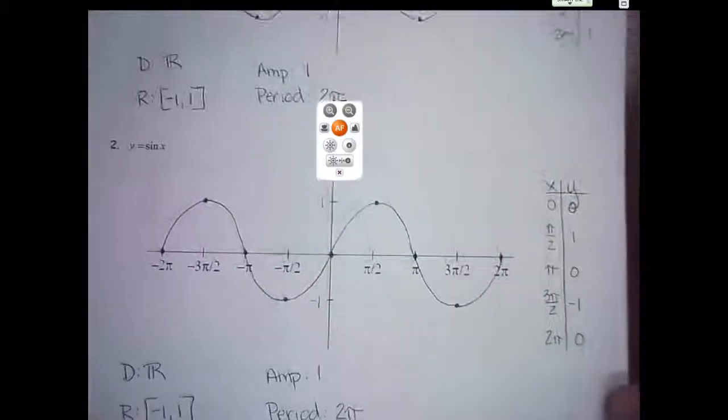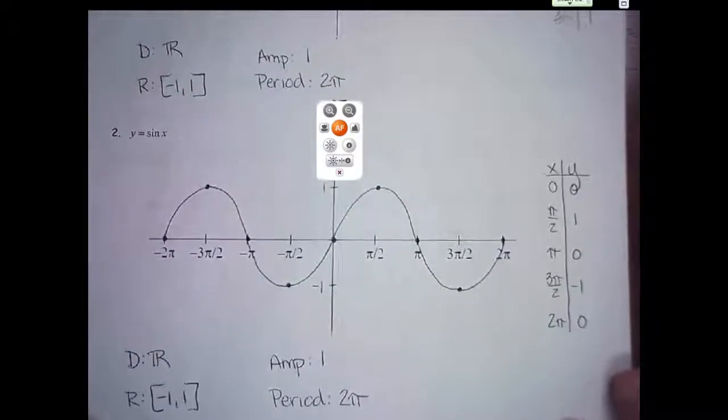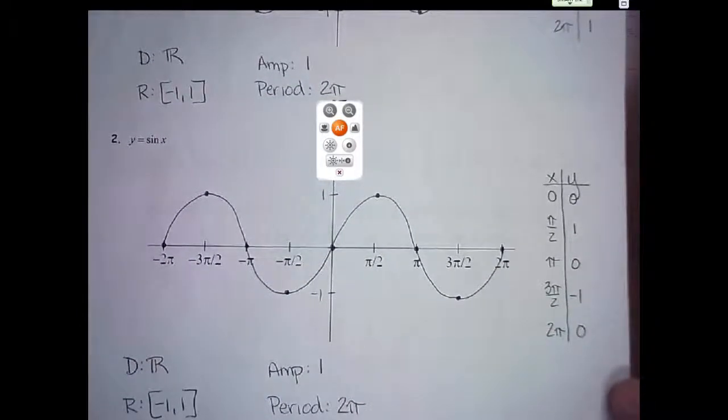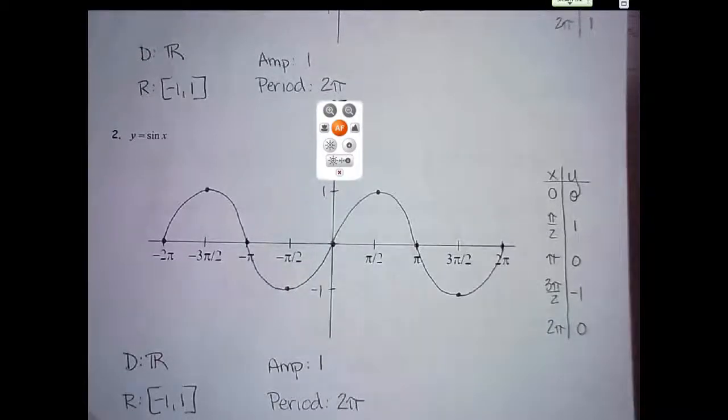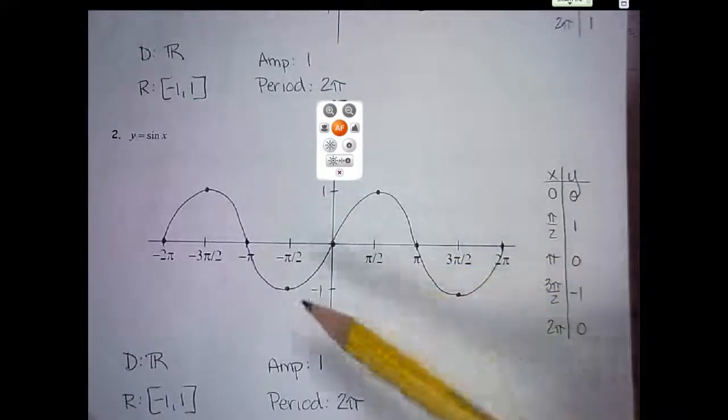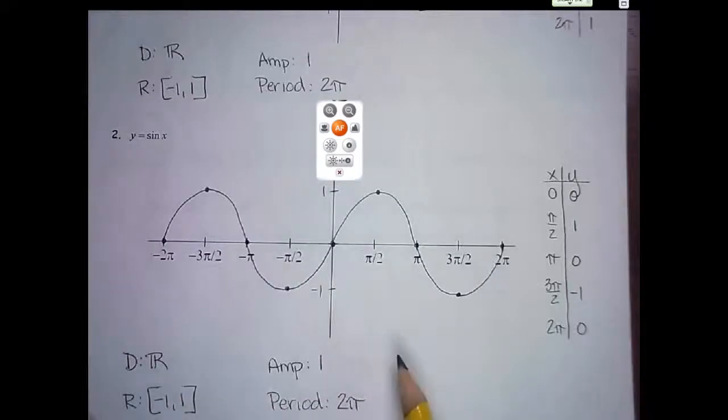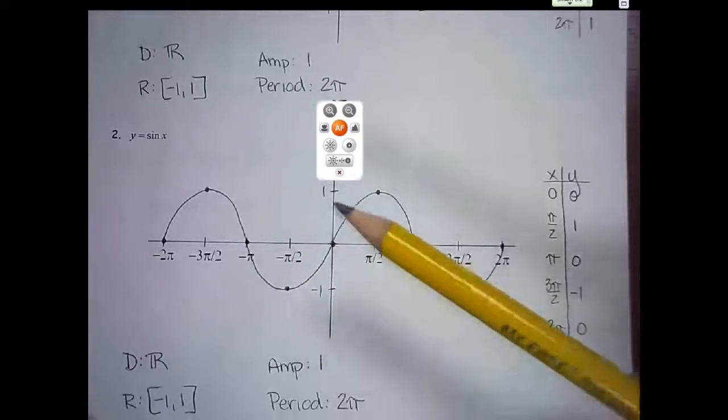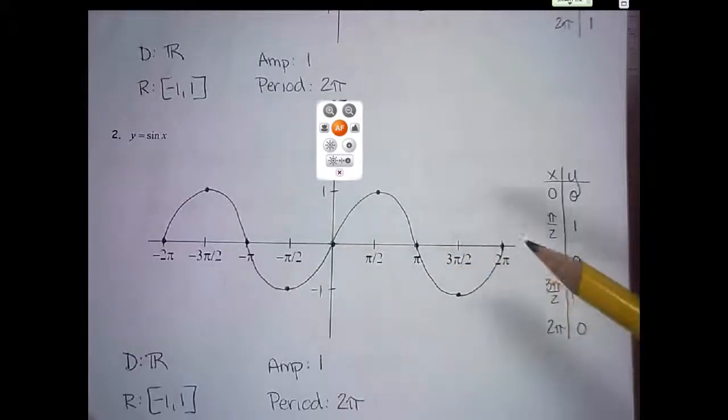We also did sine. It should look like this. Just kind of check over your graphs from yesterday and make sure that yours is right. Again, same 4 things. Make sure your T-chart or points are right, and make sure your graph is actually the right way.